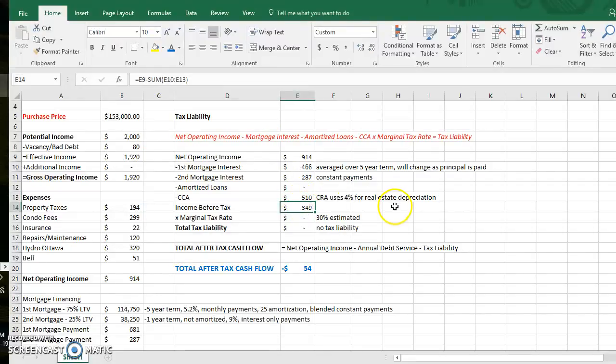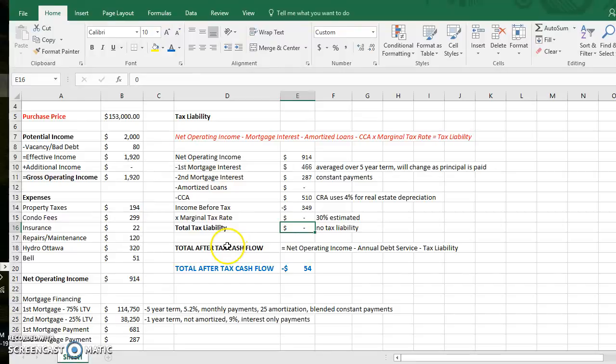That gives us our income before tax, which is, again, negative $349. So I have estimated that I usually pay around the 30% tax bracket, but when there's a negative cash flow, there is no tax at all. So there's a zero tax liability on this particular property.